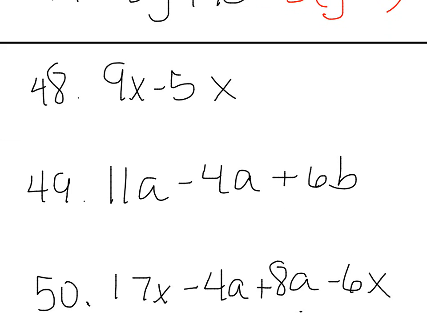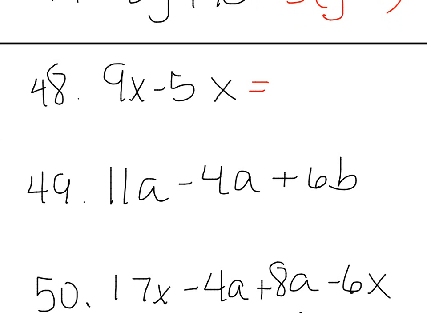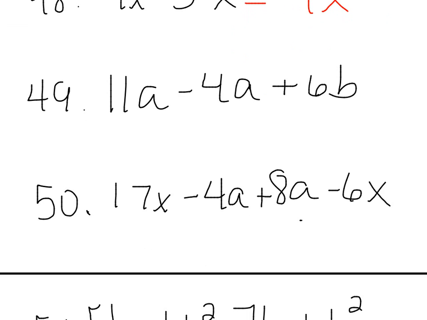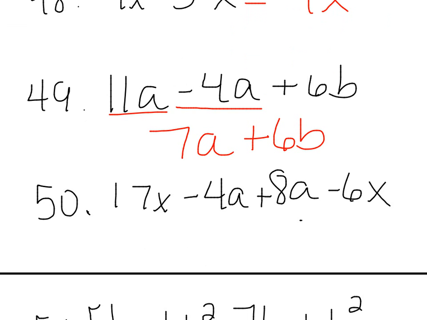On 48, there's an x in common this time, so I'm going to take the x out. Oh, wait. These are like terms. Okay, starting at 48, we're combining like terms. 9x minus 5x is simply 4x. On 49, we see that 11a and minus 4a are alike, so 11a minus 4a is 7a. And then the 6b doesn't have any like terms, so that would be your answer.